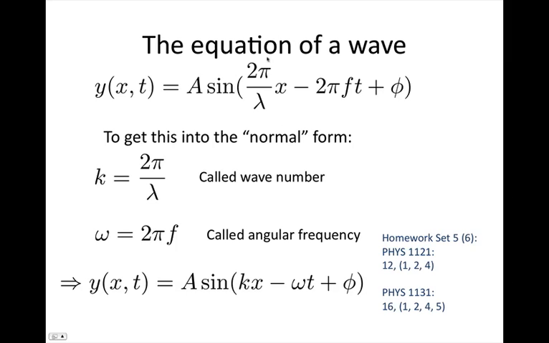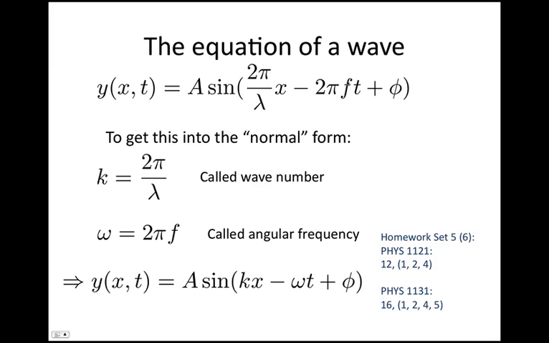Okay, so this is almost the same as the form we had last time. Last time we had 2 pi on lambda, vt here. v over lambda is equal to the frequency.